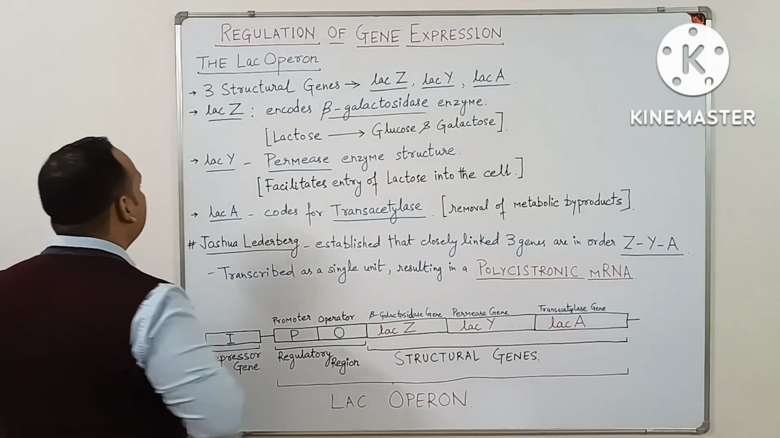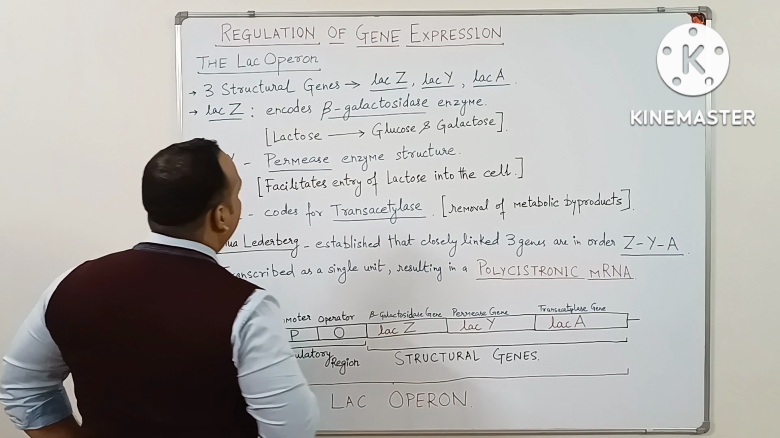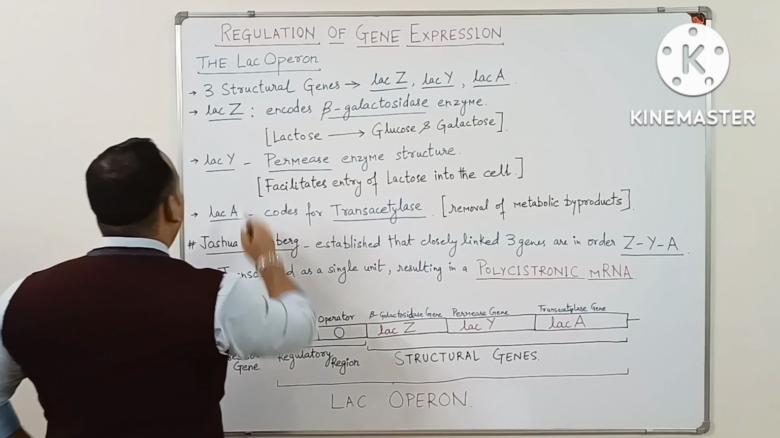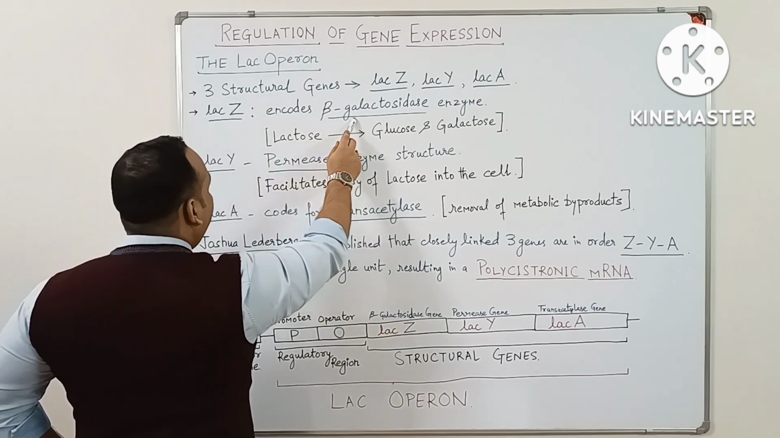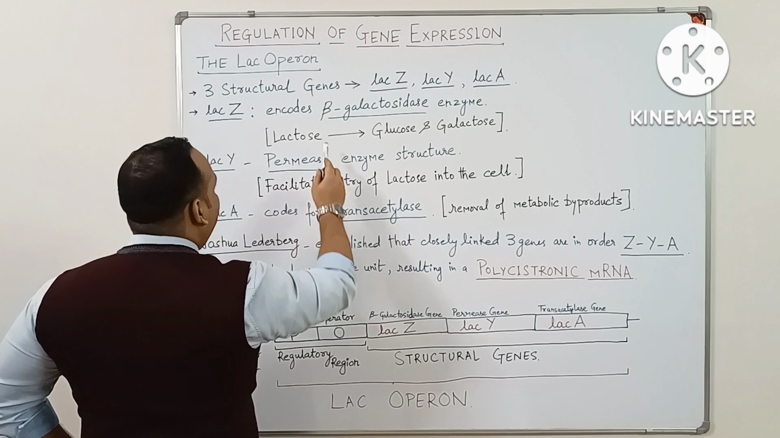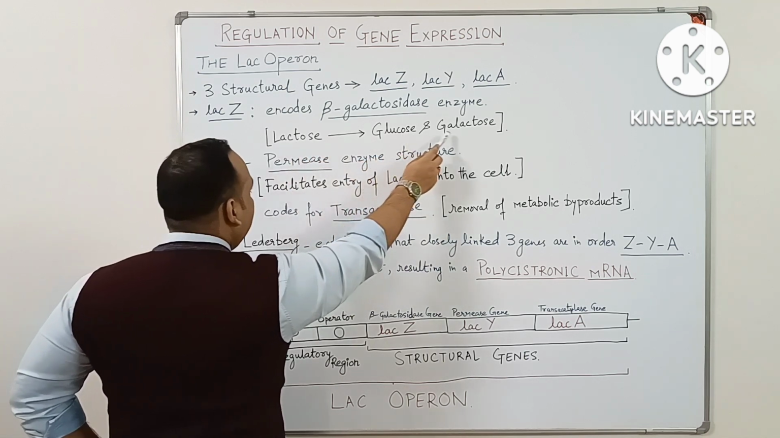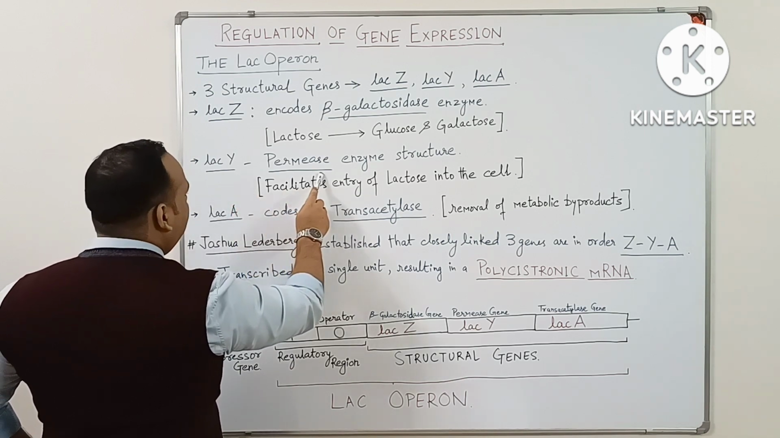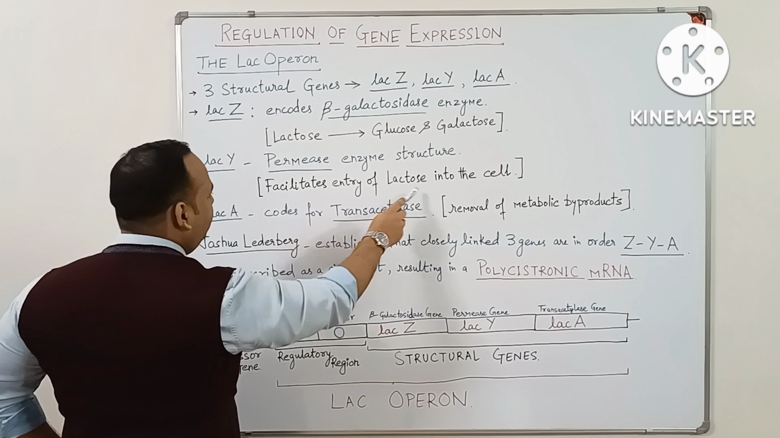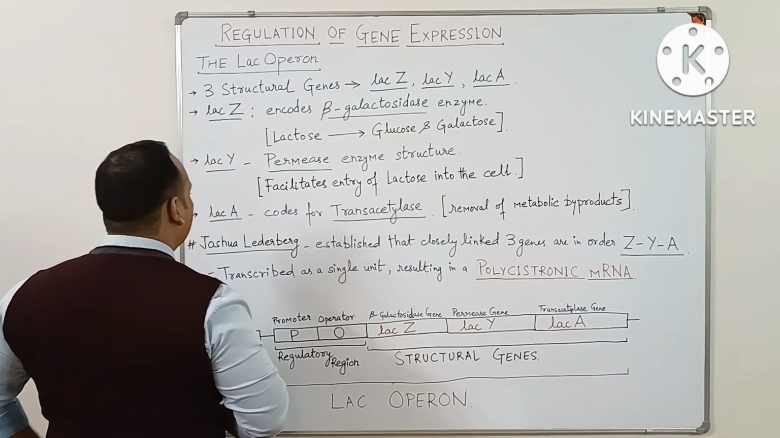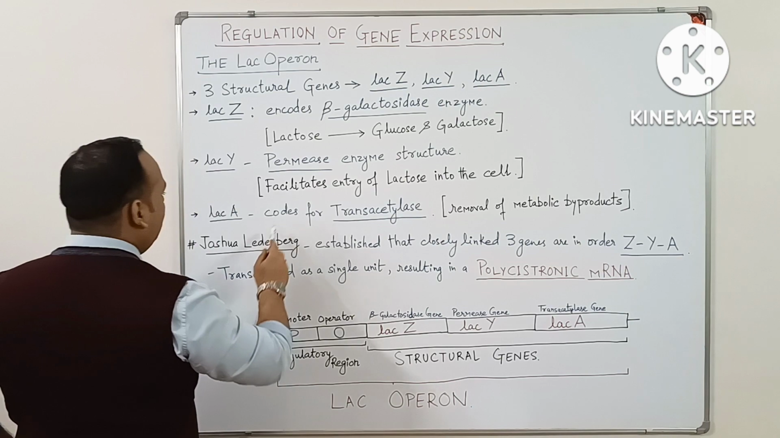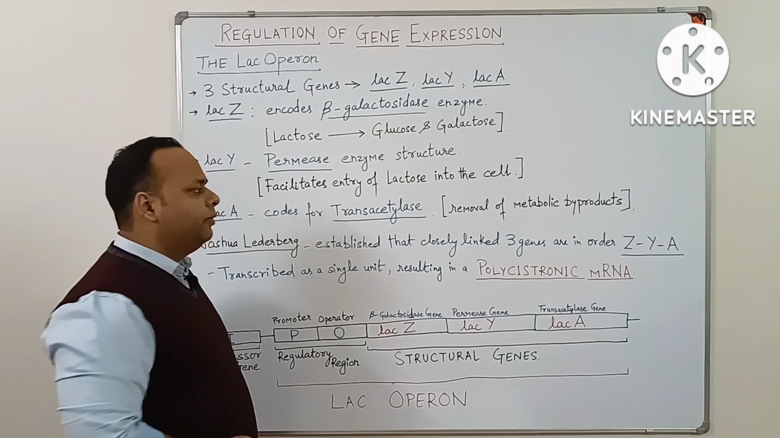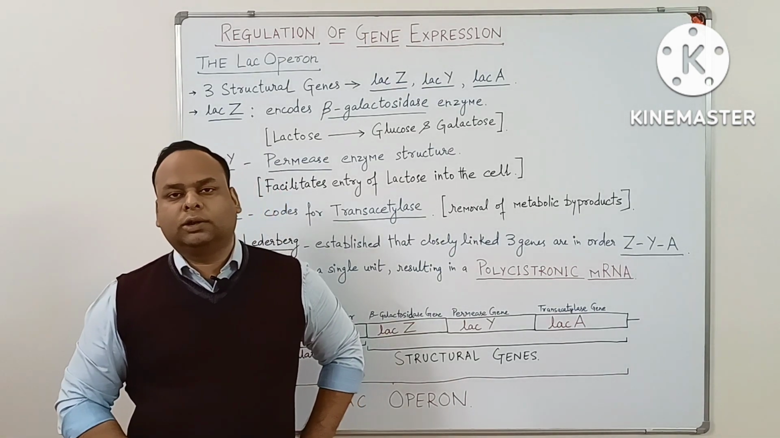The lac operon consists of three structural genes: the lac Z gene, lac Y gene, and the lac A gene. Lac Z gene encodes for the enzyme beta galactosidase. This enzyme helps in converting lactose into glucose and galactose. Then the lac Y gene encodes for the enzyme permease. Permease facilitates the entry of lactose into the bacterial cell. Then the lac A gene codes for transacetylase. Transacetylase helps in removal of related metabolic byproducts.